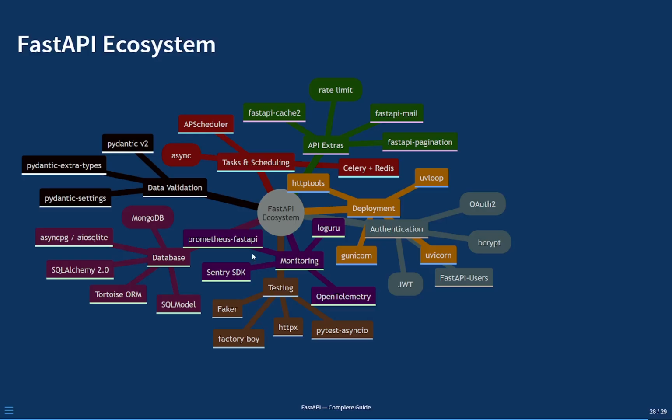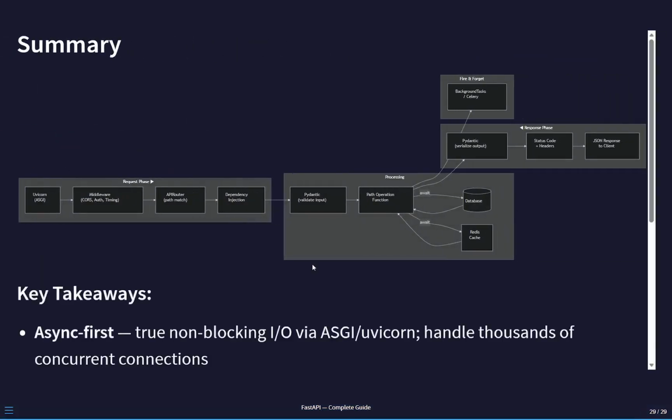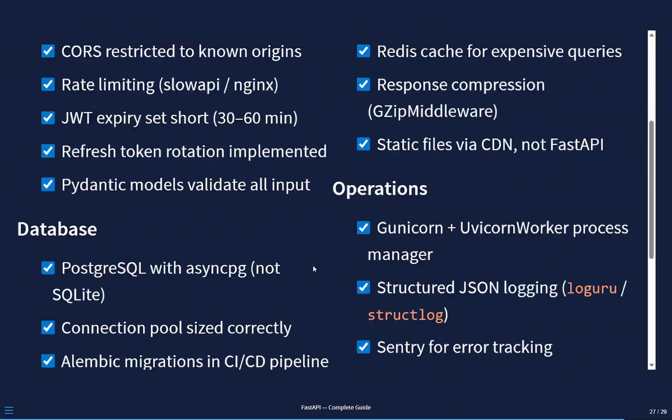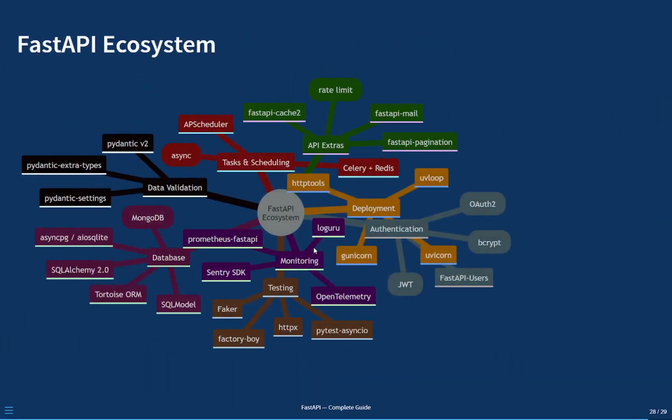Database. SQLAlchemy 2.0 is the standard async ORM. SQLModel, also by Sebastián Ramírez, combines SQLAlchemy models and Pydantic schemas in one class, eliminating the dual model definition. Tortoise ORM is a Django ORM-inspired async ORM. Beanie is the MongoDB ODM for FastAPI. The drivers: asyncpg, aiomysql, aiosqlite.